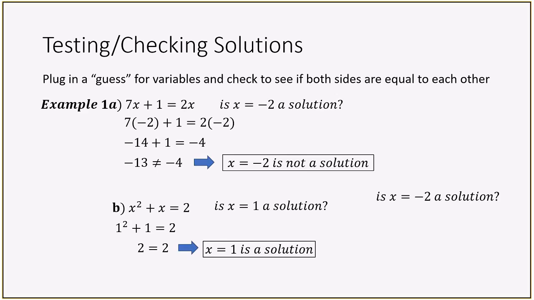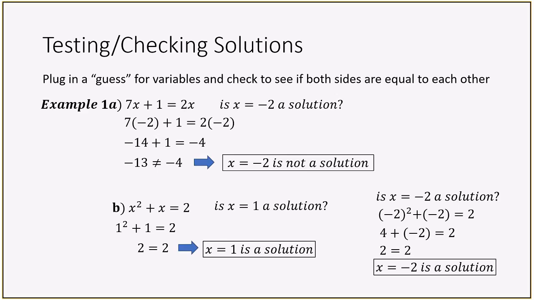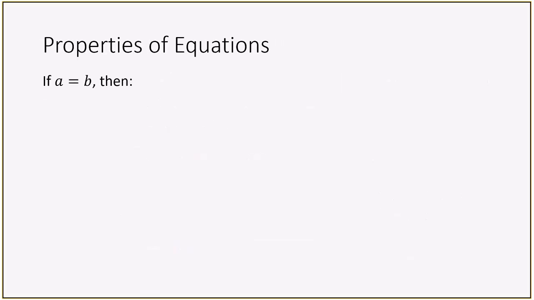That can happen. So when you're testing a solution, if you have multiple options, like let's say they want you to check to see if 1, 5, and 7 are solutions. If you check 1 and it works, that doesn't mean the other 2 work. But if I plug in negative 2 into both of those spots, negative 2 squared gets me 4, plus negative 2 will get me 2, and so both sides are equal, and so x equals negative 2 is a solution.